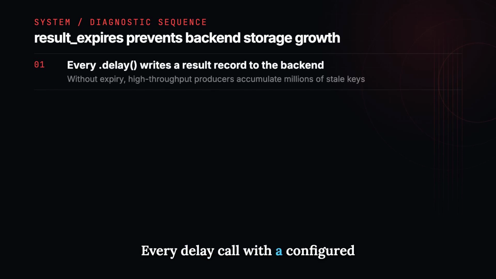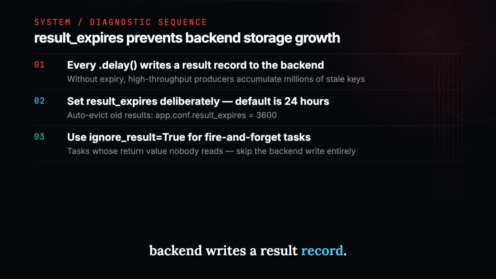Every delay call with a configured backend writes a result record. Without result_expires or an explicit forget call, a high-throughput producer can accumulate millions of stale keys in Redis or rows in a SQL backend. Set result_expires deliberately; the default is 24 hours. Alternatively, use ignore_result=True on tasks whose return value nobody reads.